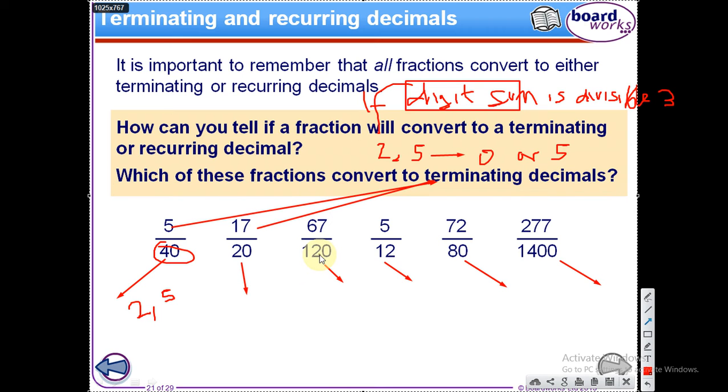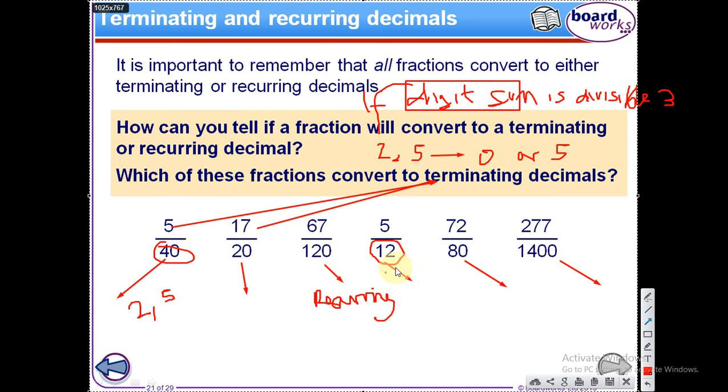So 67 divided by 120. So just use that. This gives me 0.58333333. The 3333 means that it's recurring. So this is recurring. So yeah, this is divisible by 3, so it will also follow recurring, even though it's also divisible by 2. Okay, so because it follows this, it's okay.